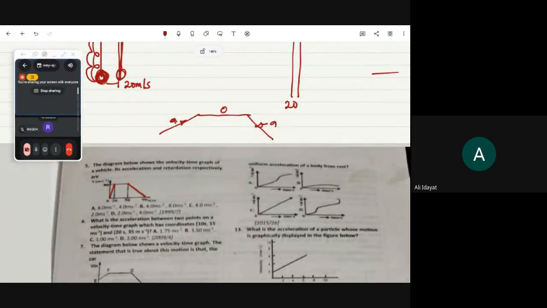Now, the diagram below shows the velocity time graph. Its acceleration and retardation respectively are. So where do we have acceleration? Do you have retardation? No, don't stress yourself. Just come here. Do 80 minus 0. Let me change this ink. It's too big.